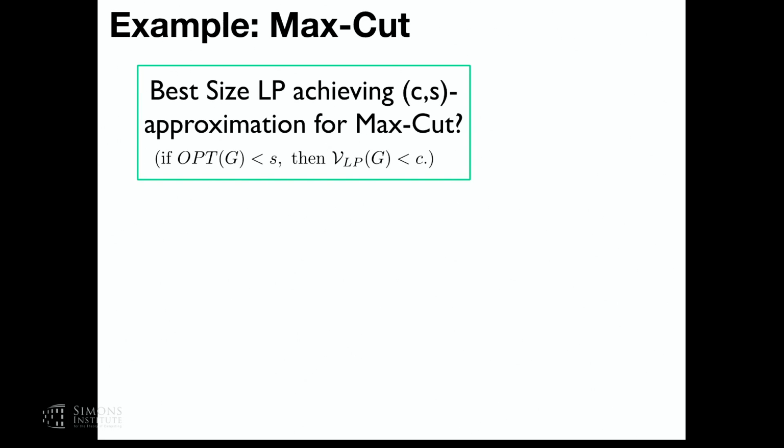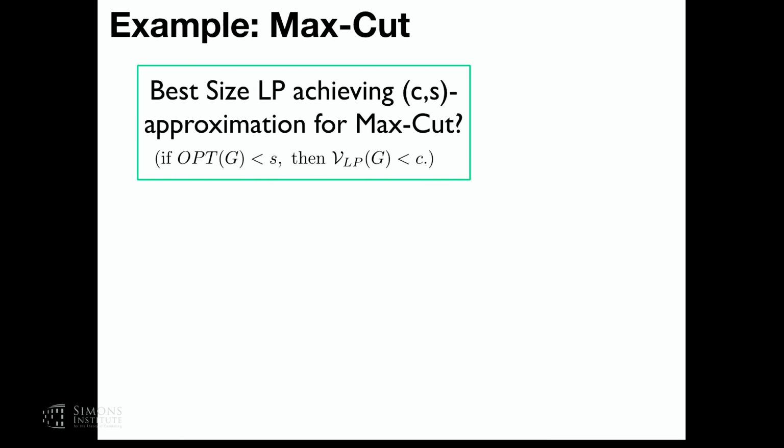Let's look at an example, which is max cut. So let's say I want a (C, S) approximation for max cut. This is something that we saw in Madhur's talk, for instance. Here I want my algorithm to output a value which is at most C, if I tell you that the optimal cut is at most S. S is like soundness, C is like correctness, and so on.